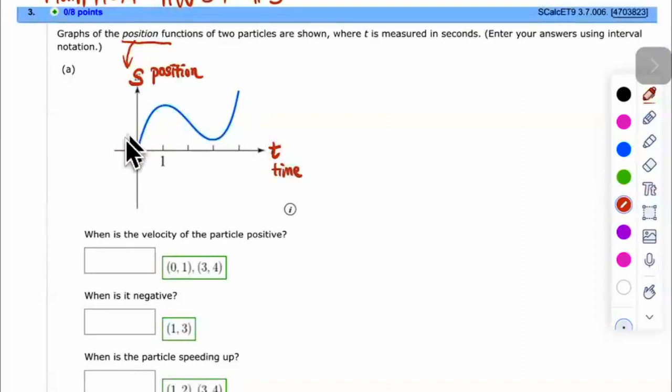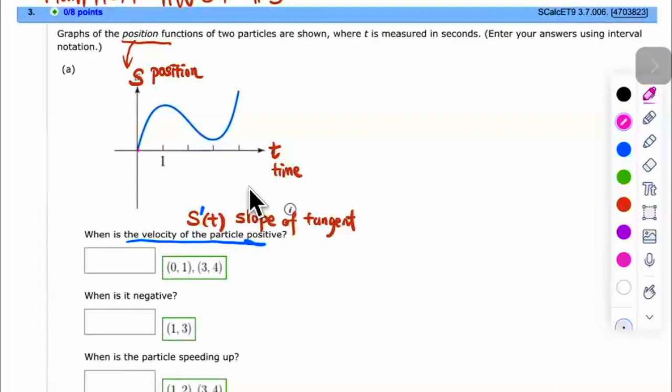Now the first question asks, when is the velocity of the particle positive? We remember the velocity of the particle is the first derivative of the position function when the object is moving along a straight line. The first derivative corresponds to the slope of the tangent. So we're going to draw the tangent line over here.